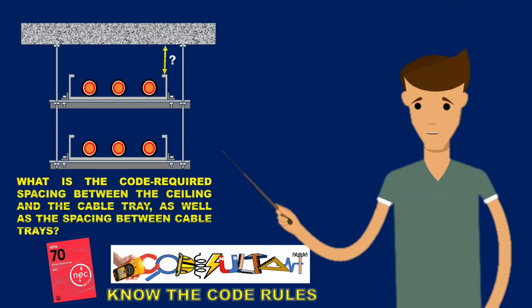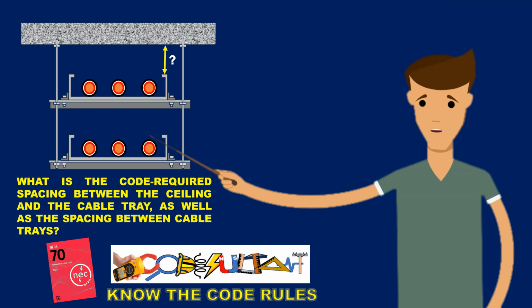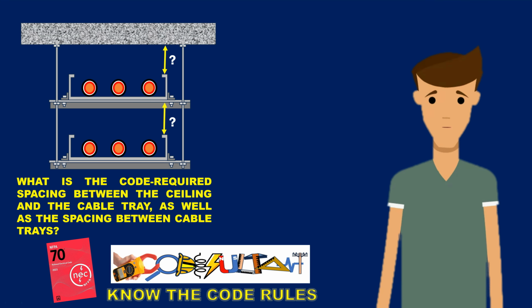What is the code required spacing between the ceiling and the cable tray, as well as the spacing between cable trays? Can a cable tray be used to support boxes and conduit bodies?